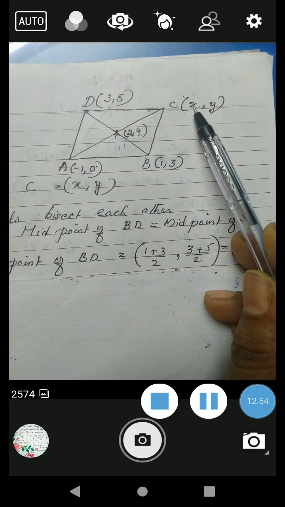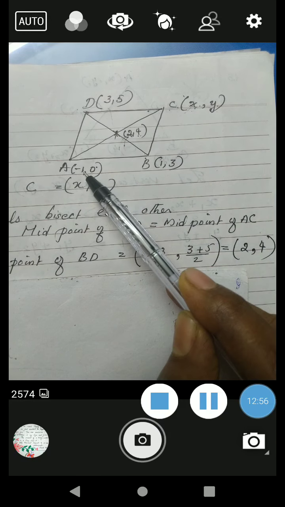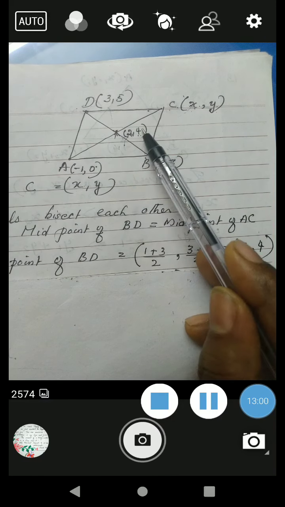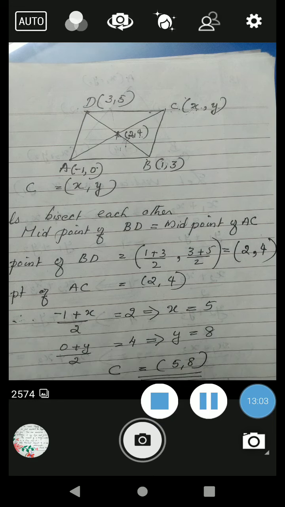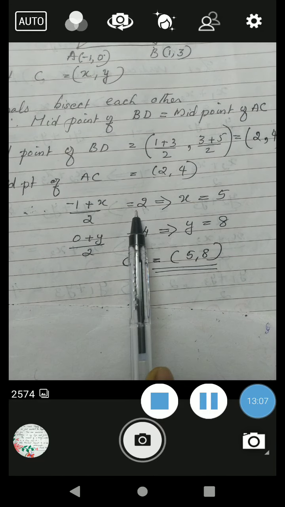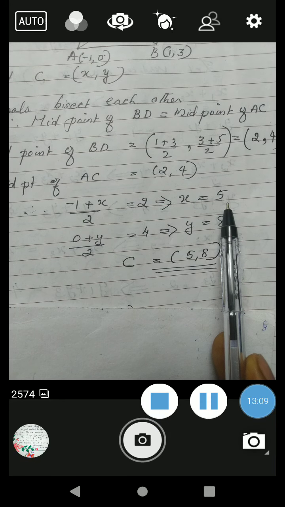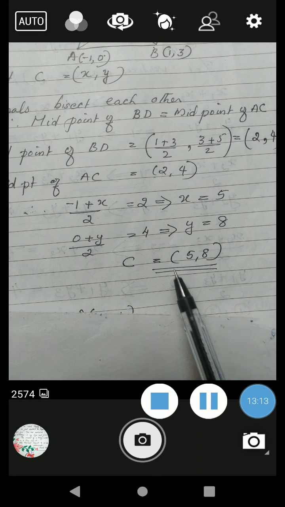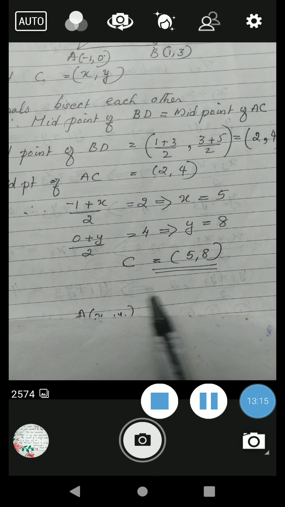Then we can find this x. That is, (x plus -1) by 2 is 2, and (y plus 0) by 2 is 4. When we solve it, you will get (-1 plus x) by 2 is 2, which implies x is equal to 5, and y is equal to 8. Therefore, vertex C is (5, 8).